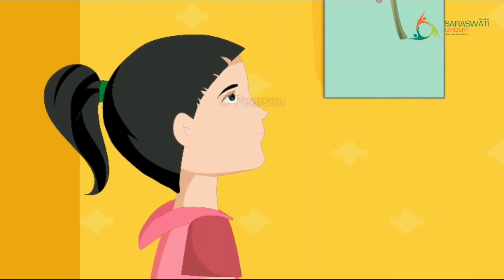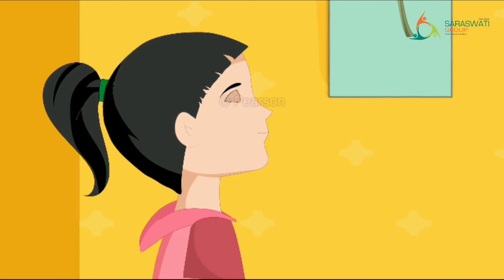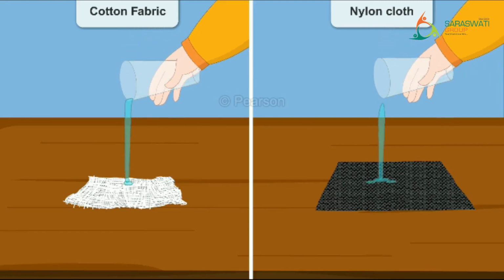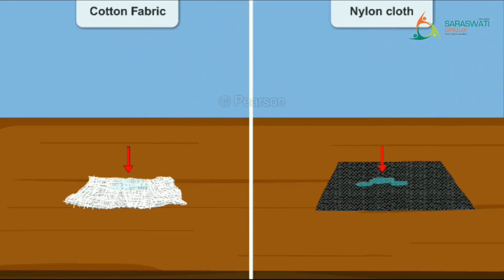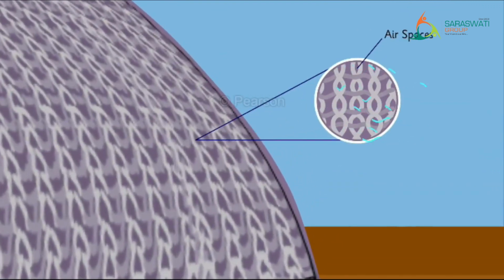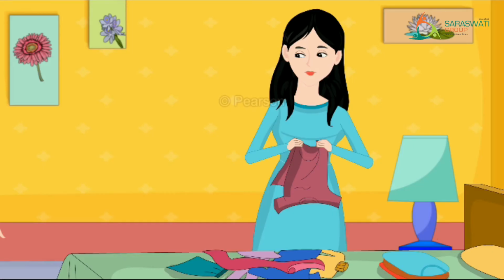Another important property is the water absorbing capacity of a fiber. Different fibers absorb different amounts of water. For example, cotton, a natural fiber, absorbs more water, whereas nylon, a synthetic fiber, absorbs very little water. This is the reason we prefer to wear cotton clothes in summer to absorb the sweat. Natural fibers have more air spaces between them, which helps in absorption of water.